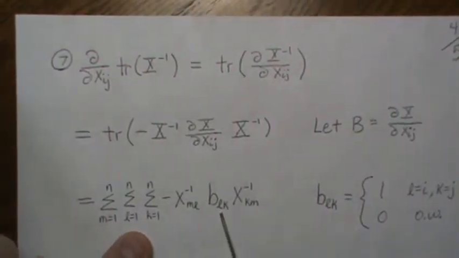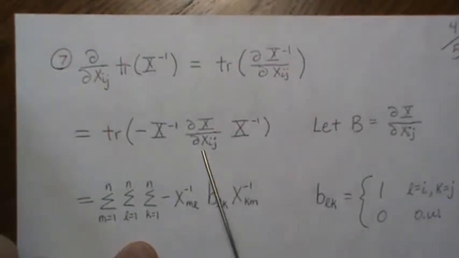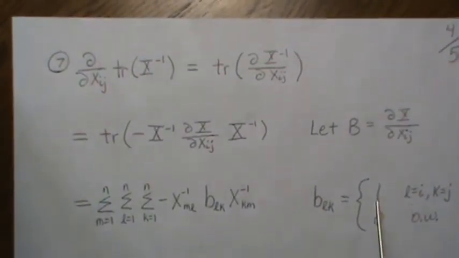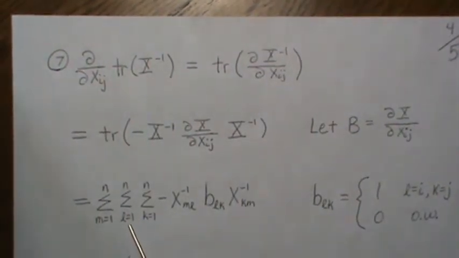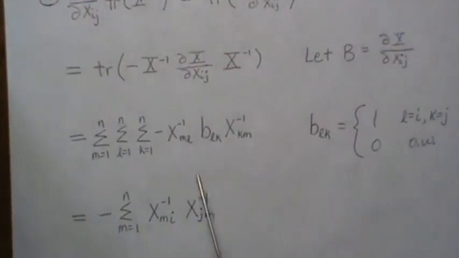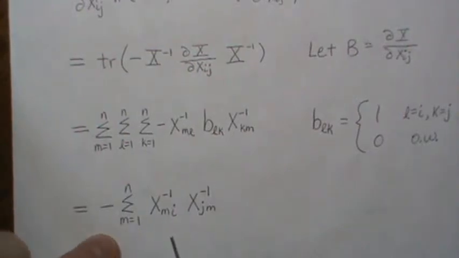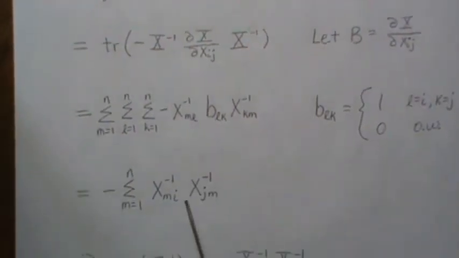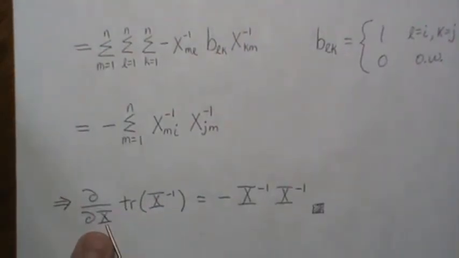But remember, this represents the LKth element of this. But remember, the partial of this is all zeros except for a 1 in the ij element. And so this is always 0 unless L is I and K is J. So all these double sums make this be 0 unless this is I and that's J. So we can just get rid of that. And so, because of this partial here, this is actually the minus of this sum. If the partial with respect to Xij is this, then that implies that the partial of the trace of the inverse of X with respect to X is this.